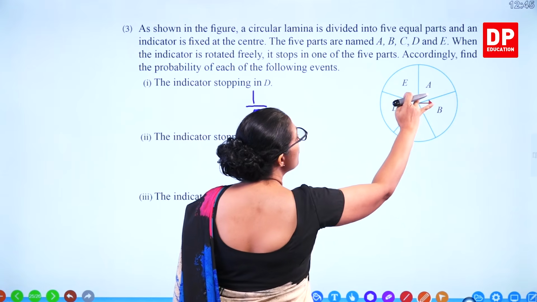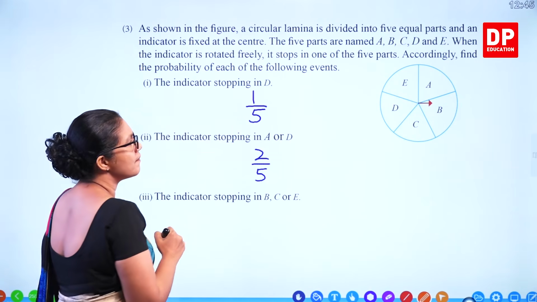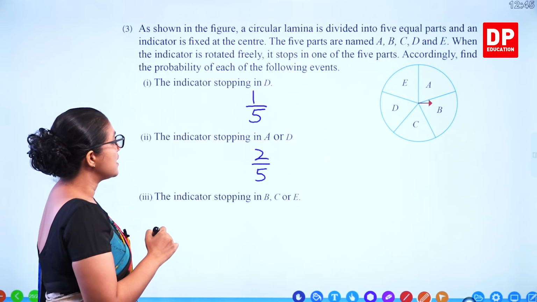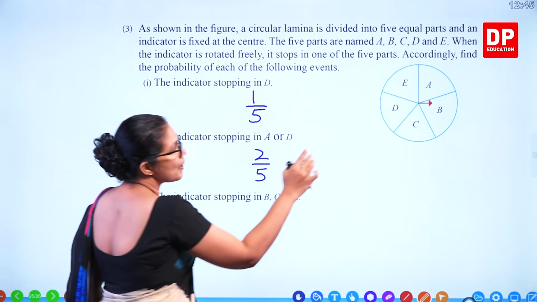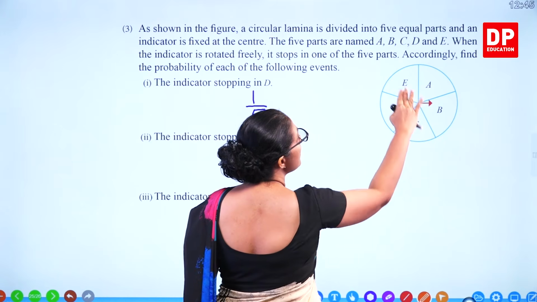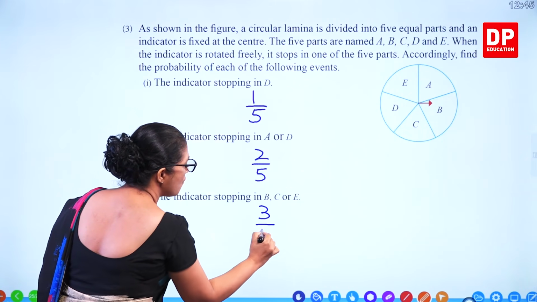The indicator stopping in A or D. That means 2 parts out of 5. The indicator stopping in B, C or E. B, C or E. Now 3 parts are there out of 5.